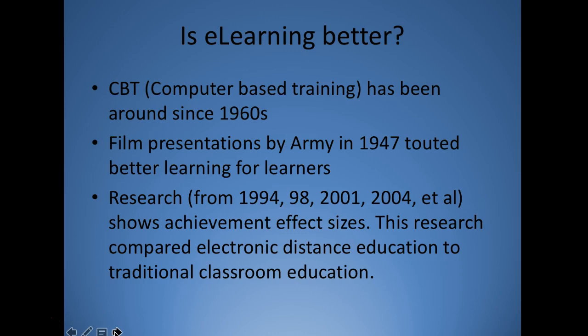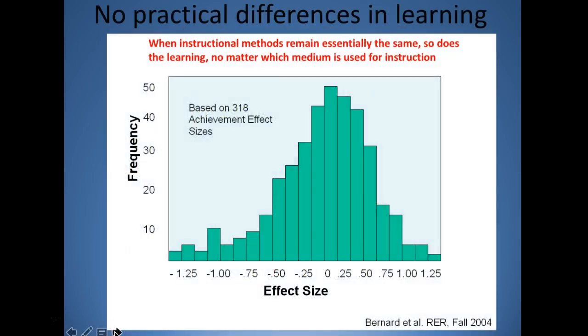But research from different years, 94, 98, 2001, 2004, and on, shows what they call achievement effect sizes, which is something we'll talk about later in this course. But this research basically compared electronic distance education, which is what they used to call e-learning, to traditional classroom education. So when you look at effect size, you see that most of the results cluster right here, so that the effect size right here from 0, there's not much deviation, less than 1/4 of a percentage point.